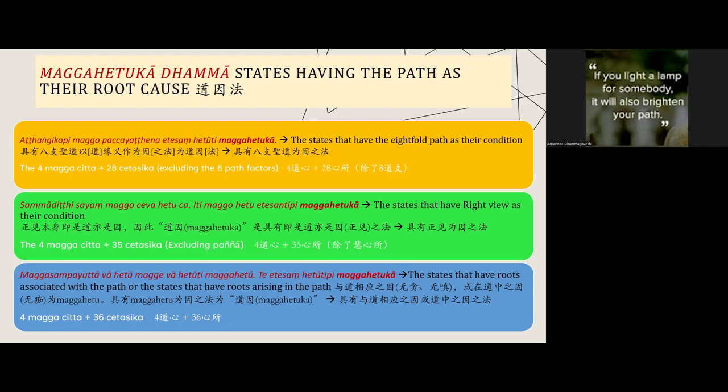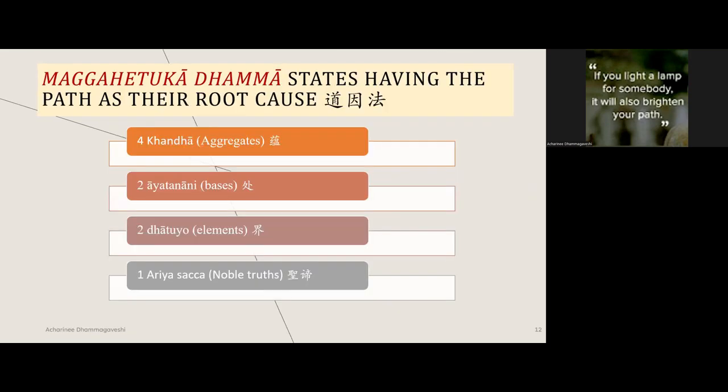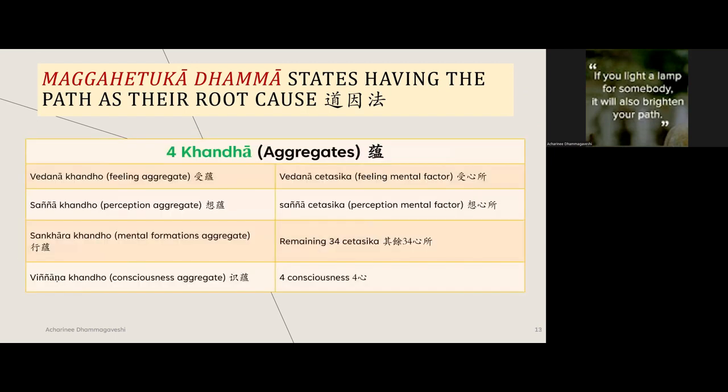So in summary, under Maggahetukā Dhamma, if we are to consider the analytical states, what we get are the 4 Magga Chitta and 36 Chetasika, considering all 3 definitions. These Dhamma, the 4 supramundane Chitta, the 4 Magga Chitta and 36 Chetasika are classified under 4 khandha, 2 āyatana, 2 dhātu and 1 Ariya sacca. Let's first look at the khandha.